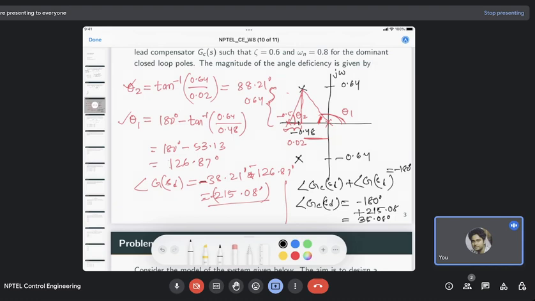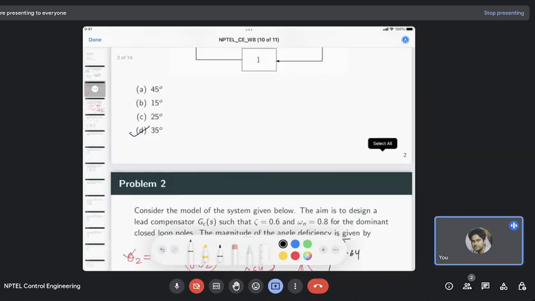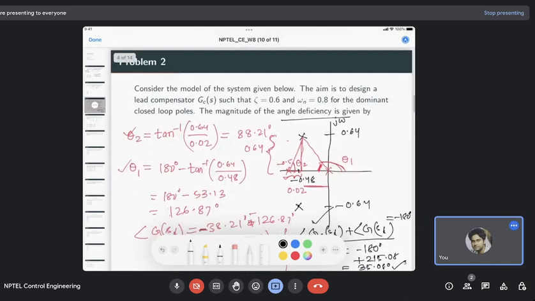So this angle we calculate simply using this formula: the total angle contribution by this compensator and this plant will be minus 180 degrees. So then we can easily compute the angle contribution that this compensator should give. That is the angle deficiency, and we found it to be 35 degrees. Okay, so now we can design our compensator that will give this angle contribution, so that the dominant poles will be located on the root locus.